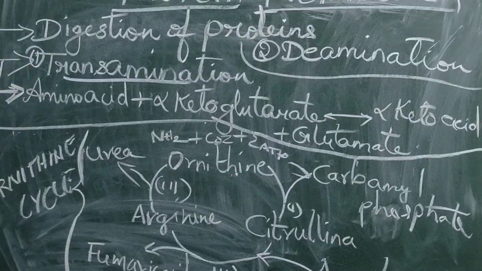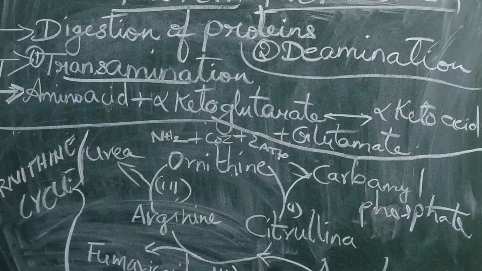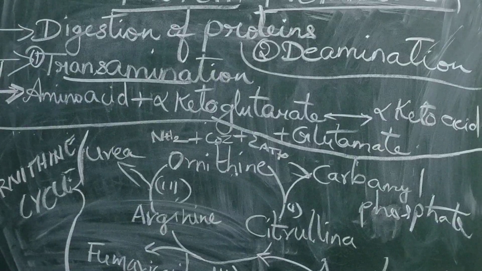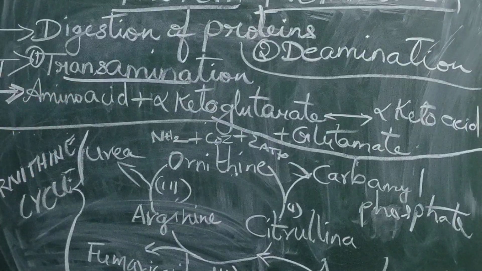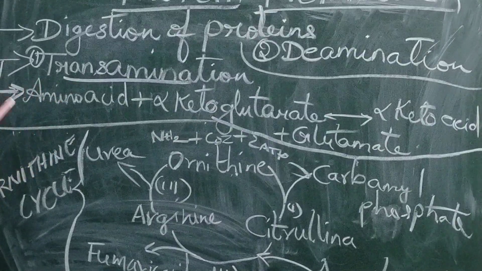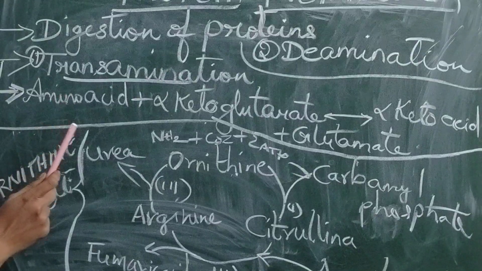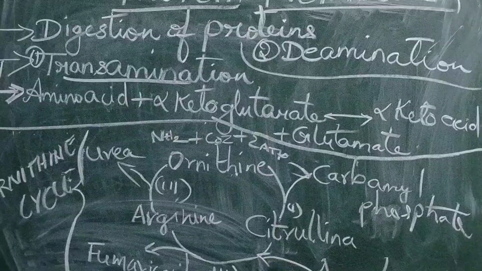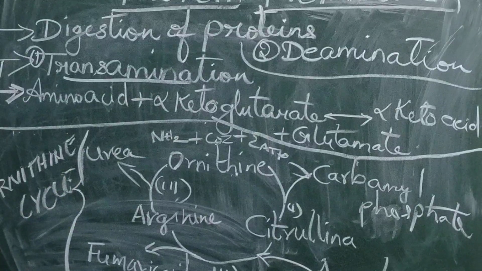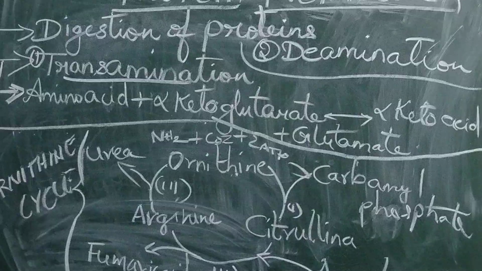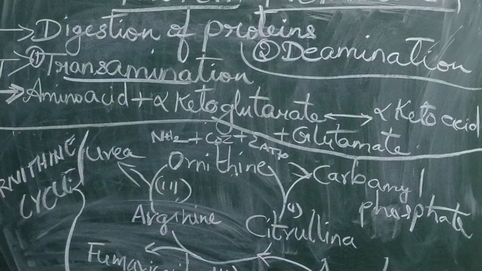Now, in the digestion of proteins, transamination and deamination are involved. What is transamination? We are going to see. Transamination is a chemical reaction involving the transfer of an amino group to a keto acid, thus converting essential amino acids to non-essential amino acids in the presence of transaminase enzymes.